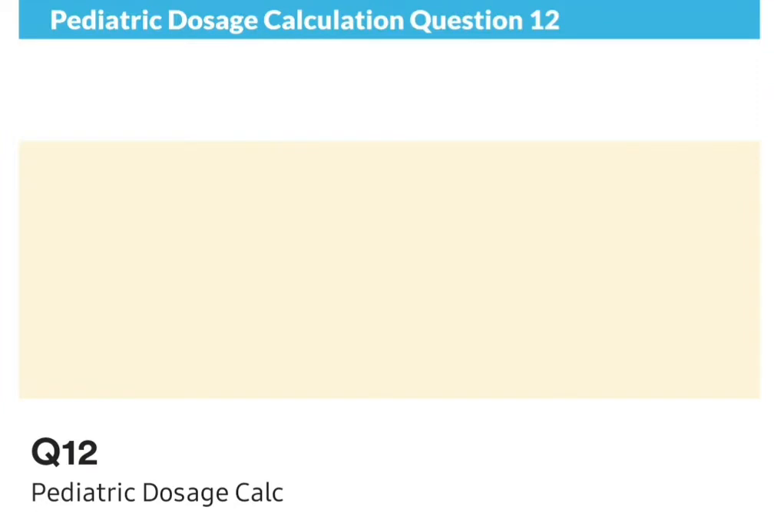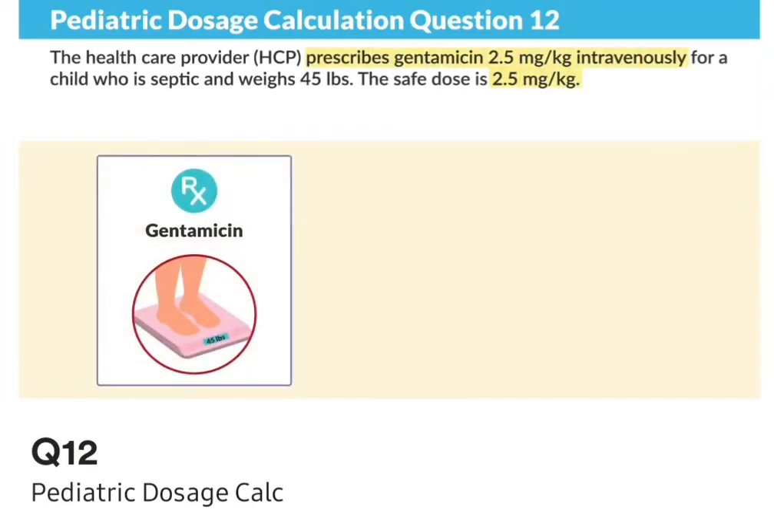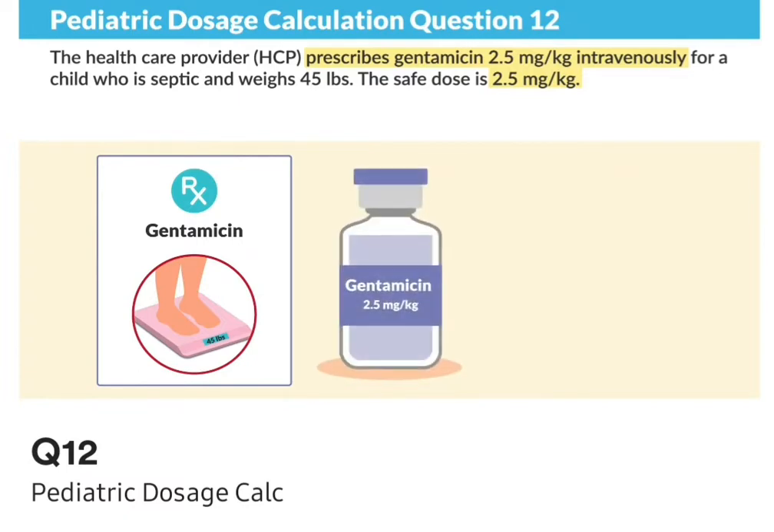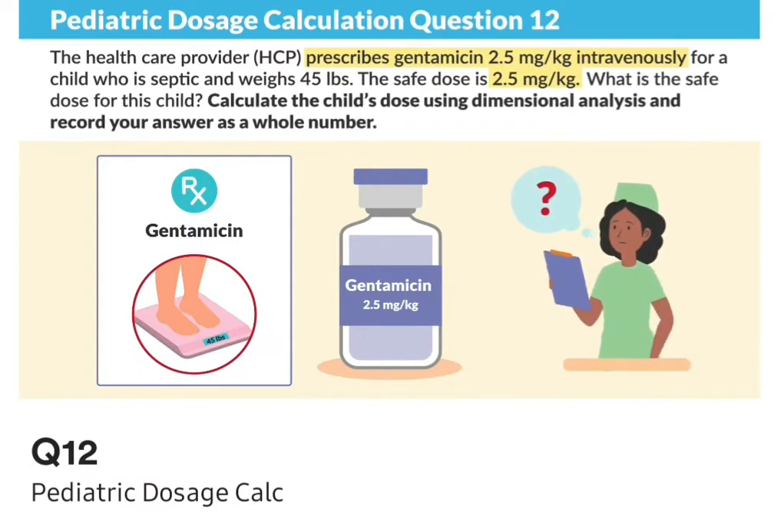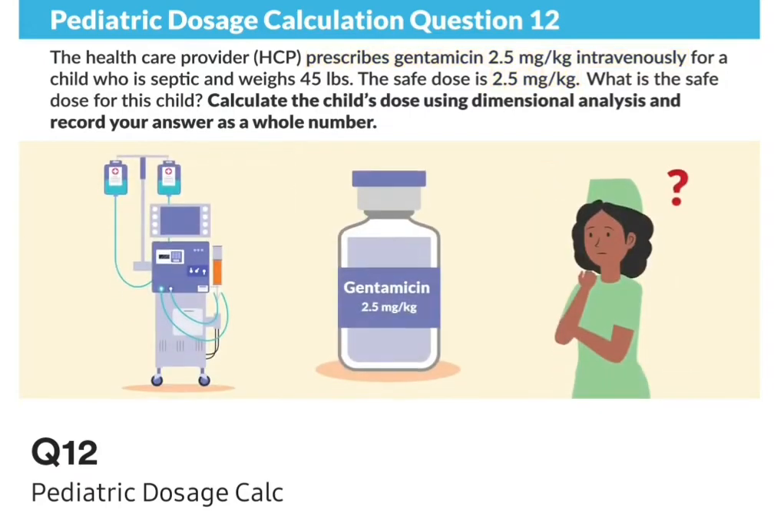Now for question 12. The provider prescribes gentamicin 2.5 milligrams per kilogram, IV, for a child who is septic and weighs 45 pounds. The safe dose is 2.5 milligrams per kilogram. So what is a safe dose for this child? Okay, now I know this sounds like a trick question because the safe dose is the same as the prescribed dose. But using the same dimensional analysis, let's just plug in our numbers here, right?